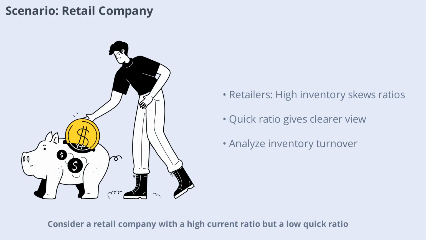Consider a retail company with a high current ratio but a low quick ratio. This often happens because retailers hold a lot of inventory, which inflates current assets but isn't as liquid. In this case, the quick ratio provides a more realistic view of liquidity. Analysts would dig deeper to see if inventory is selling quickly or piling up. This example shows why it's important to look beyond the surface and use multiple ratios for a complete picture.